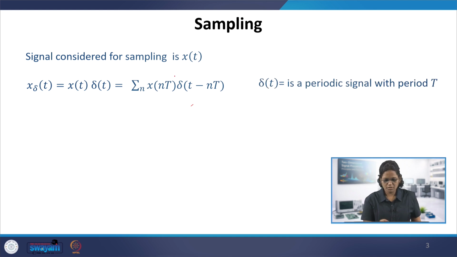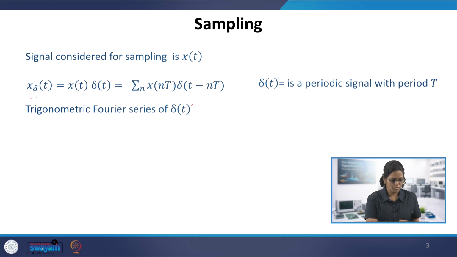One thing to be noted: this del of t is periodic. To get the spectrum of this sequence, or of every sequence, what should be done? What is the spectrum of x of t, what is the spectrum of del of t, and what is the spectrum of x delta of t? This we will see. First, writing del of t in a trigonometric series, because it is a periodic sequence, so we use the Fourier series.